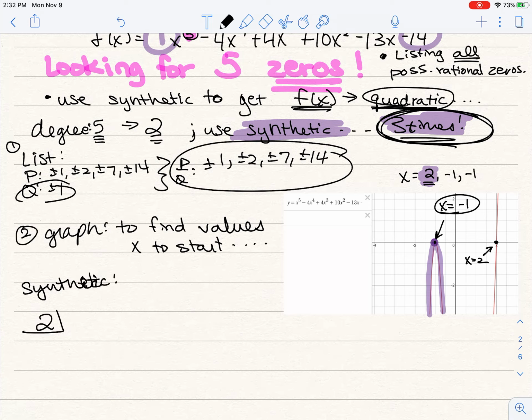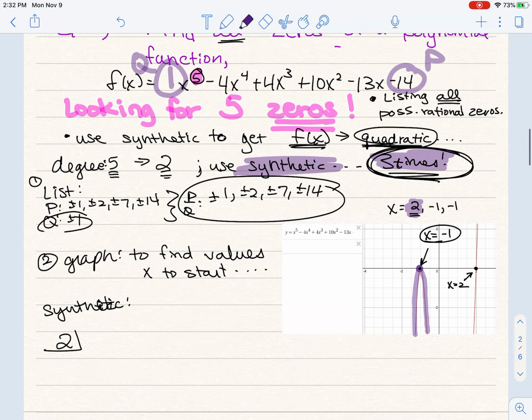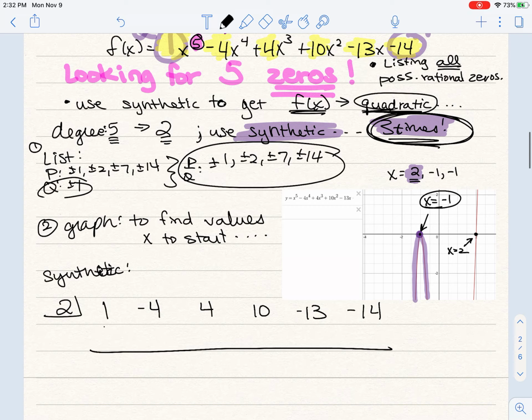Okay, so here we go. 2 goes in the box, and we're going up to our original f of x. I'm going to highlight our coefficients in yellow. We're going in descending order: 1, -4, 4, 10, -13, and 14. And that's perfect. There's no missing terms, and we're going in descending order. So we're just putting our coefficients here. And then once we have our coefficients down, we know how to do this. This is easy, right? Synthetic division: pull down the 1, multiply, add down, multiply, add down, multiply, add down, multiply, add down, multiply.